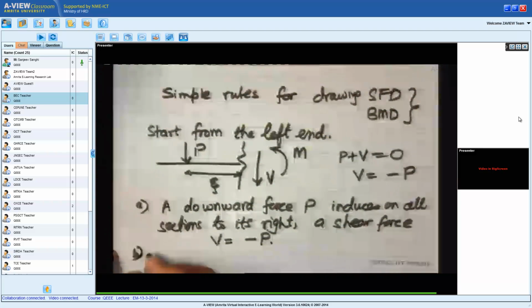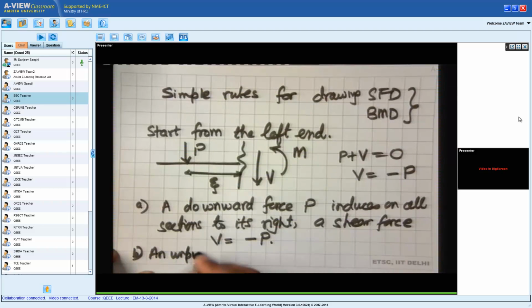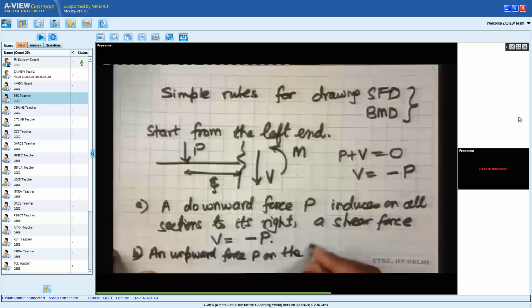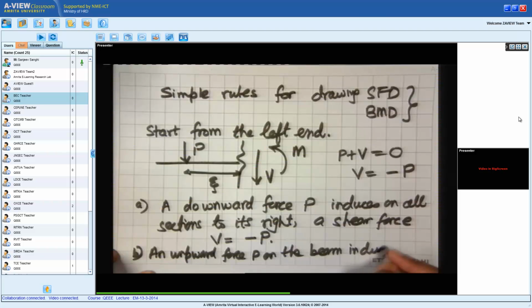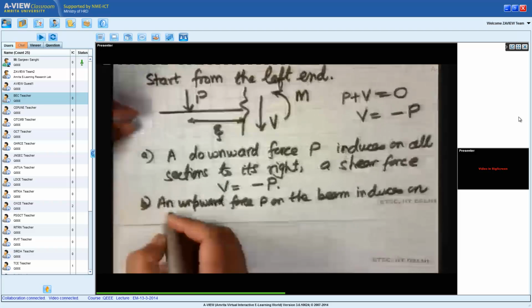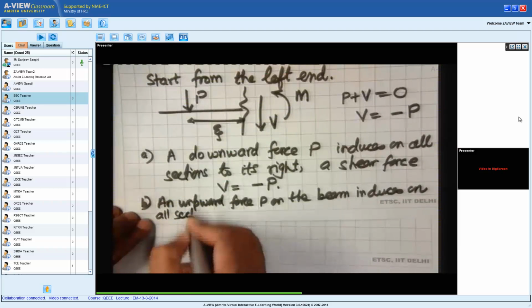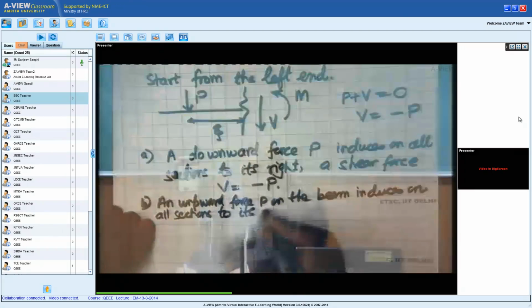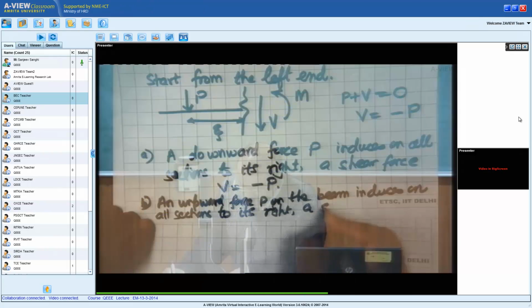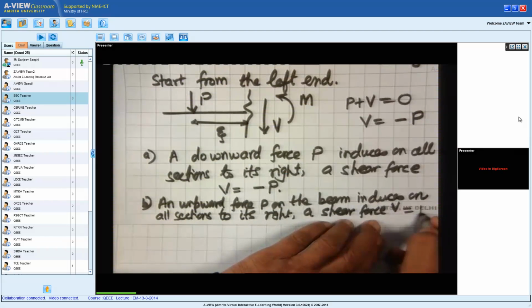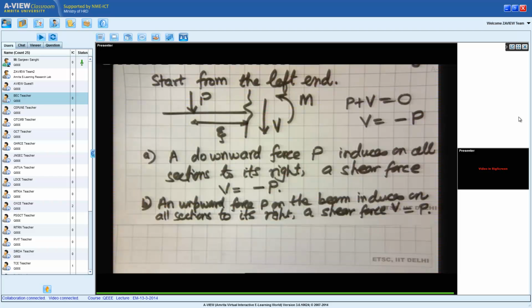And similarly from here it will be clear, an upward force P on the beam induces on all sections to its right a shear force V is equal to plus P. This is following our sign convention which is being used in Beer and Johnson.